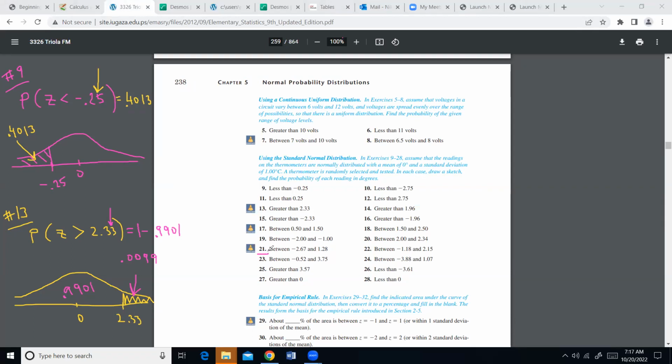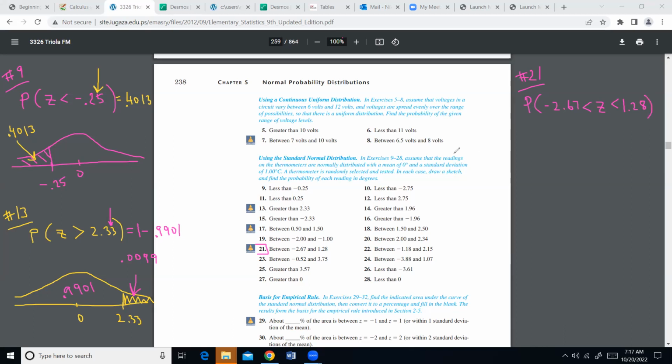So let me try exercise 21. That says, how about if you try to find the area in between. So probability, which is same as area, that we are in between of negative 2.67 and positive 1.28. Okay, between negative and positive.